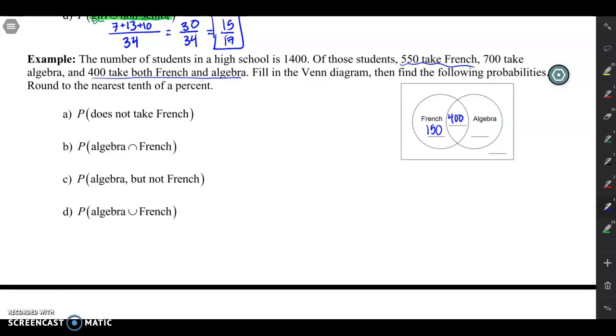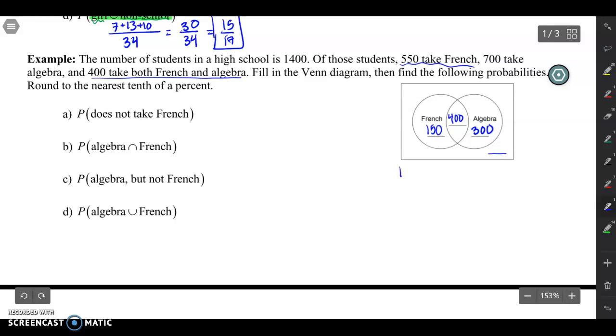And same thing with algebra. If I've got 700 taking algebra and 400 are also taking French, I'm just left with 300 that are in algebra but not French. So then I've got to figure out, there's going to be some kids at the school that are enrolled in neither French nor algebra, and they're going to go in this blank on the outside.